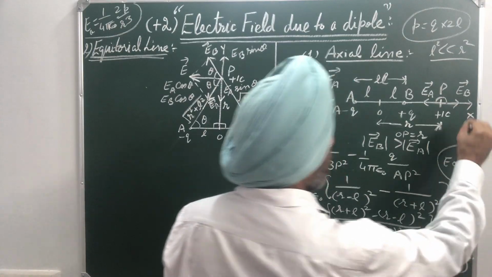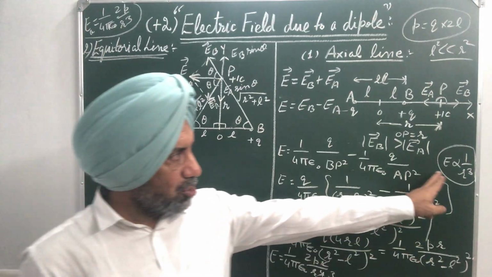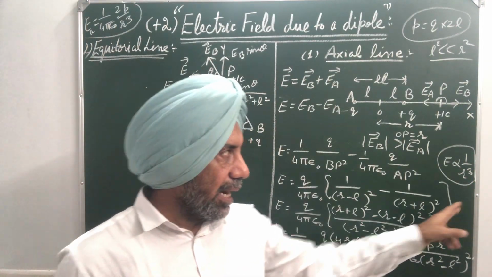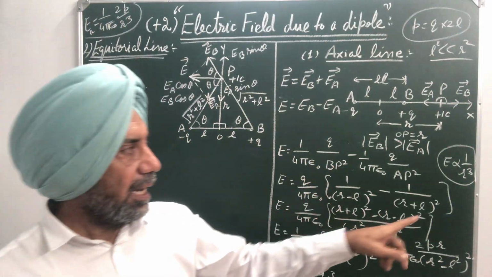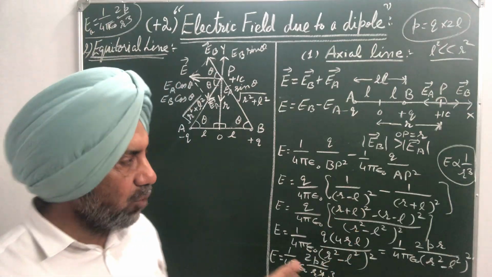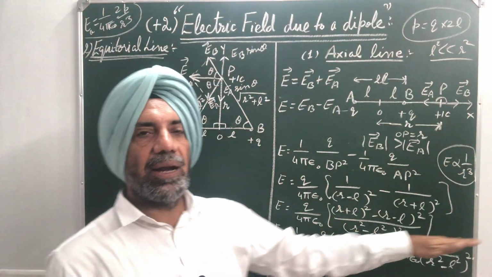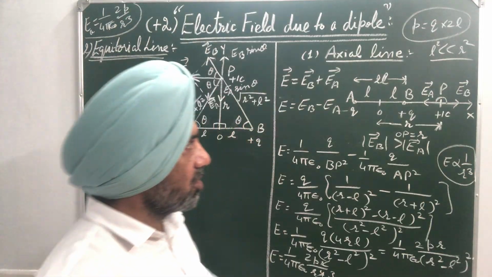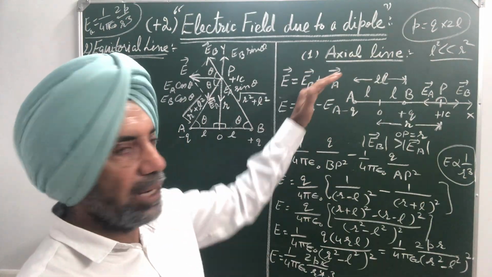Electric field due to a dipole is inversely proportional to the cube of the distance from the center of the dipole, and for a single point charge, electric field is inversely proportional to R square. It means electric field due to a dipole decreases more rapidly as compared to electric field due to a single point charge. So this is the electric field due to a dipole at a point on the axial line.